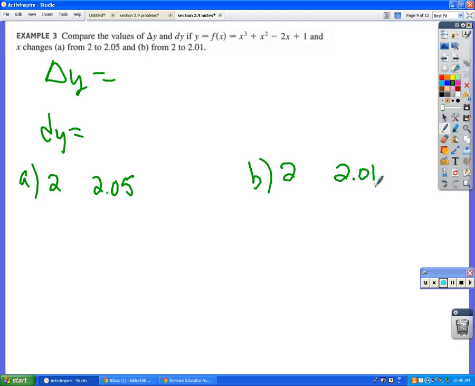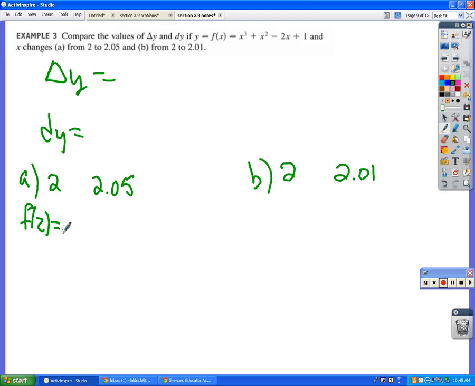So to do that, I would do what? That's going to give me the dy. Okay, I need to plug x into here to get my first y, and then I need to plug x into here to get my second y, and then subtract those to see how much the y has changed.